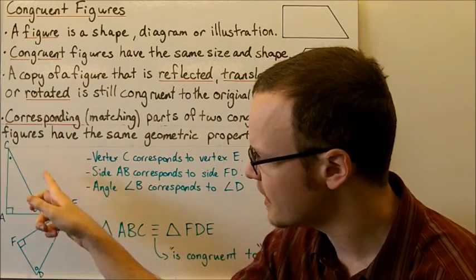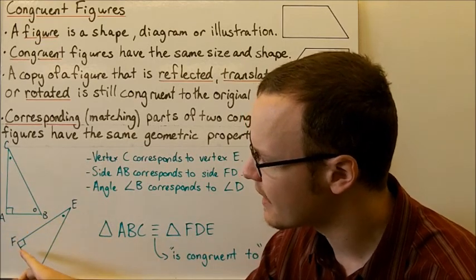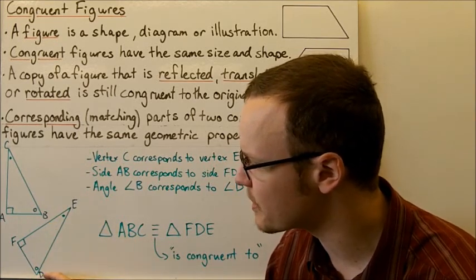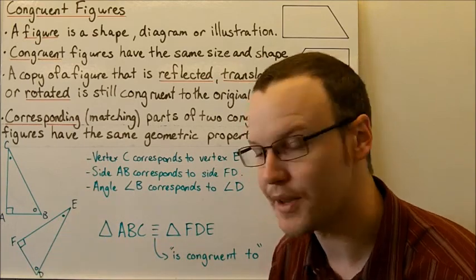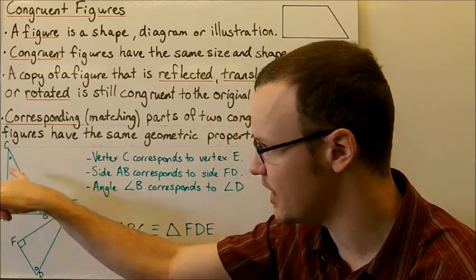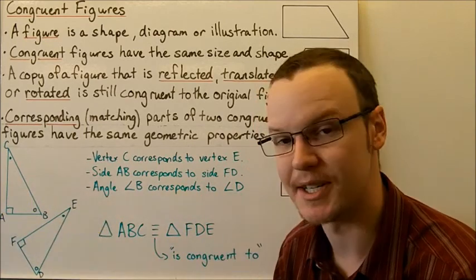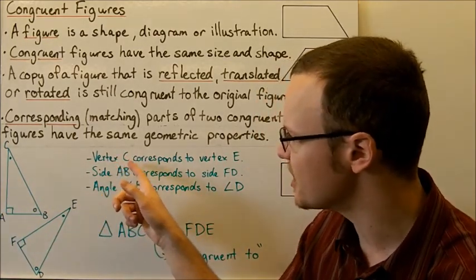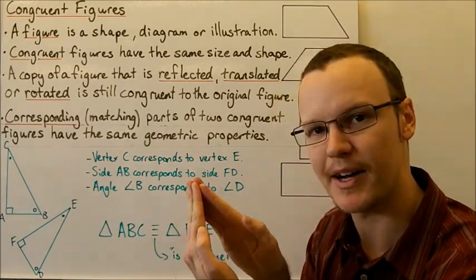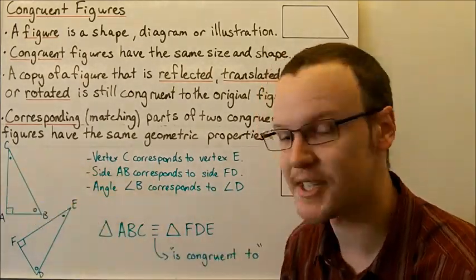So we can see that C corresponds to E, they've both got the same angle there. A and F both have a right angle at them, so they're corresponding. And B and D are corresponding as well because they have the same angle at their point as well. So we've given the triangles names here. We've given each vertex, each point, a letter to give it a name. So we can see that vertex C corresponds to vertex E. So a vertex is a part on a shape where two lines meet, where two lines intersect. So C and E have the same geometric properties.